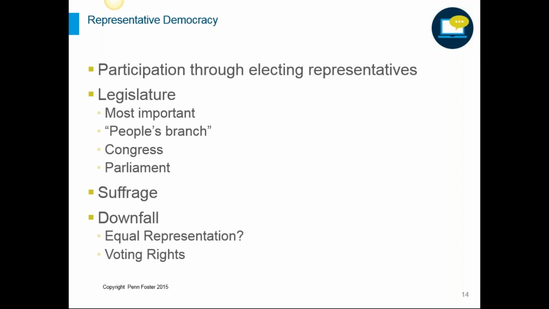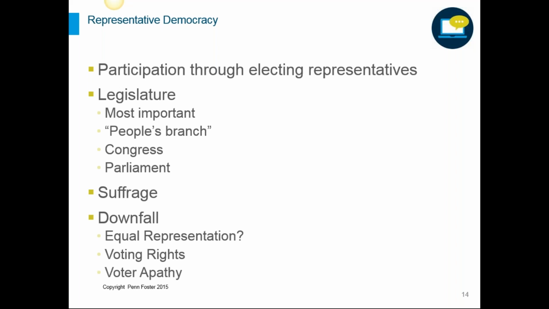Another possible downfall of representative democracy is voting rights. We think about the 1960s, or the Equal Rights Amendment, or the Voting Rights Act, making sure that there was the ability to vote for every American, most notably African Americans, that they would make sure that there were not rules or laws in place in a number of Southern states that would not allow African Americans or other minority groups to have the right to vote in those states.